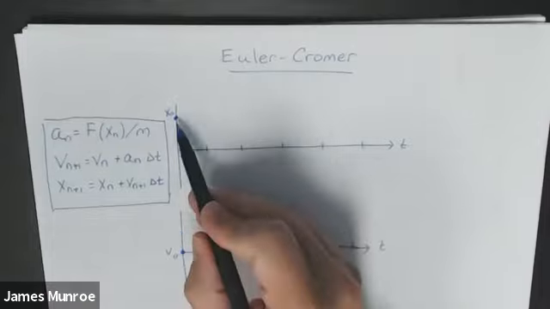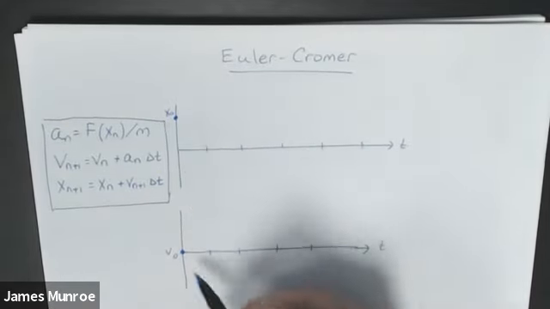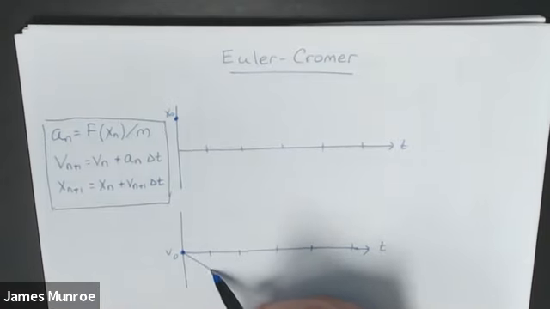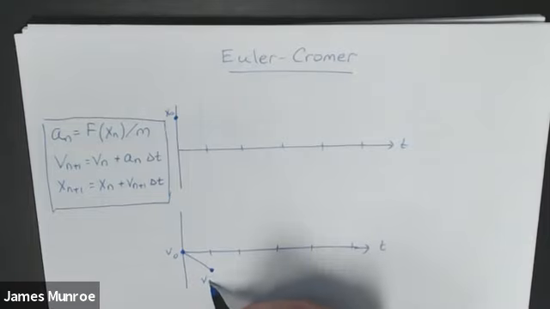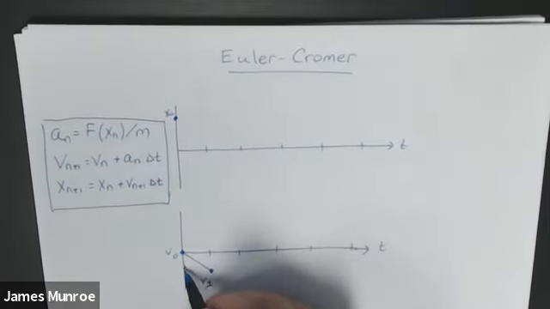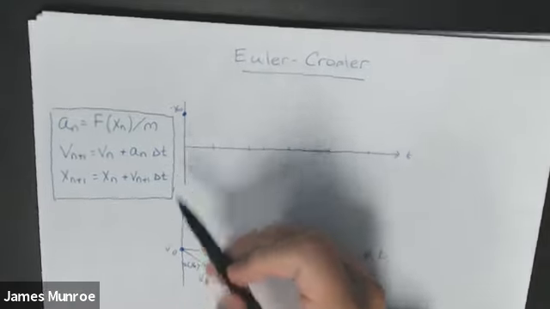I'm going to use the fact that the position is positive. That means the acceleration is negative. It's going to slope down. And that's going to give me my new velocity. Remember, this slope is based on the acceleration at the previous position.